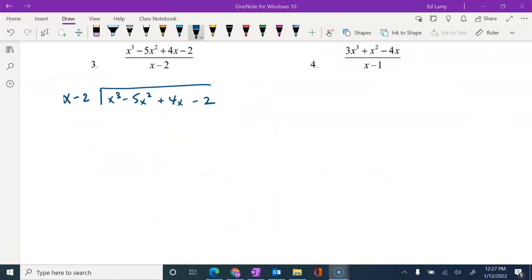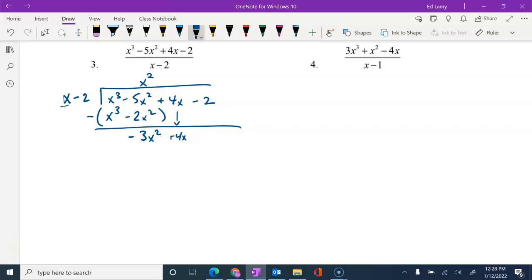Number 3, we'll do it again. Ask yourself, what do you multiply x by to get x cubed? Say x squared. Put it in the squared column. And then multiply. x squared times x is x to the third. x squared times negative 2 is negative 2x squared. And subtract. And we get negative 5x minus negative 2x would be plus 2x. Negative 5 plus 2x would be negative 3x squared. Bring down plus 4x. And do it again.